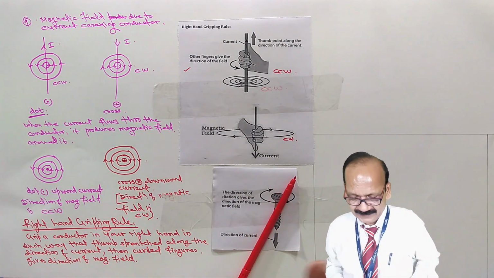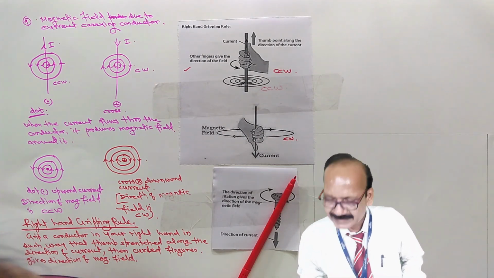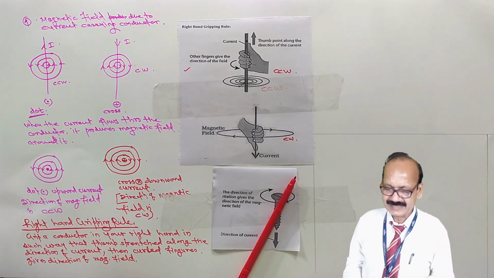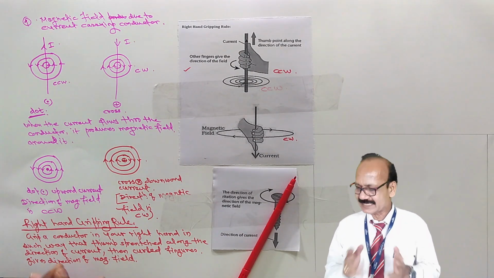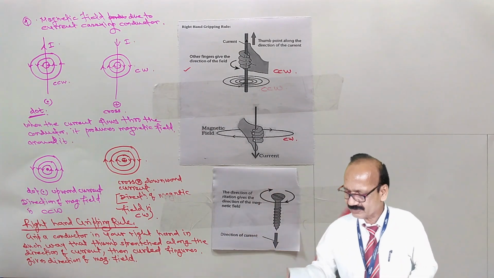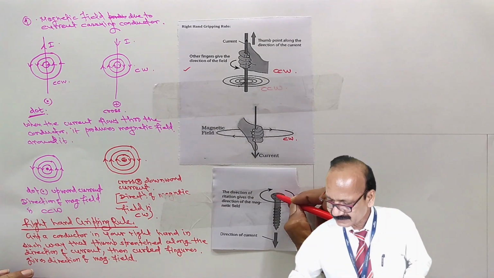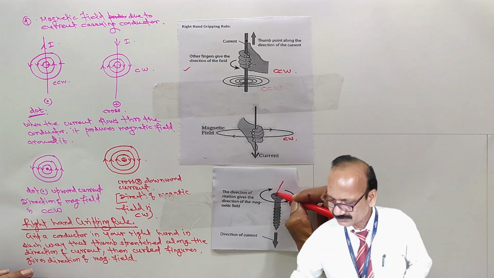So, the direction of magnetic field can be obtained from the right hand gripping rule. You can apply it for the downward direction as well, giving clockwise direction. Now, this can also be obtained from the corkscrew rule.